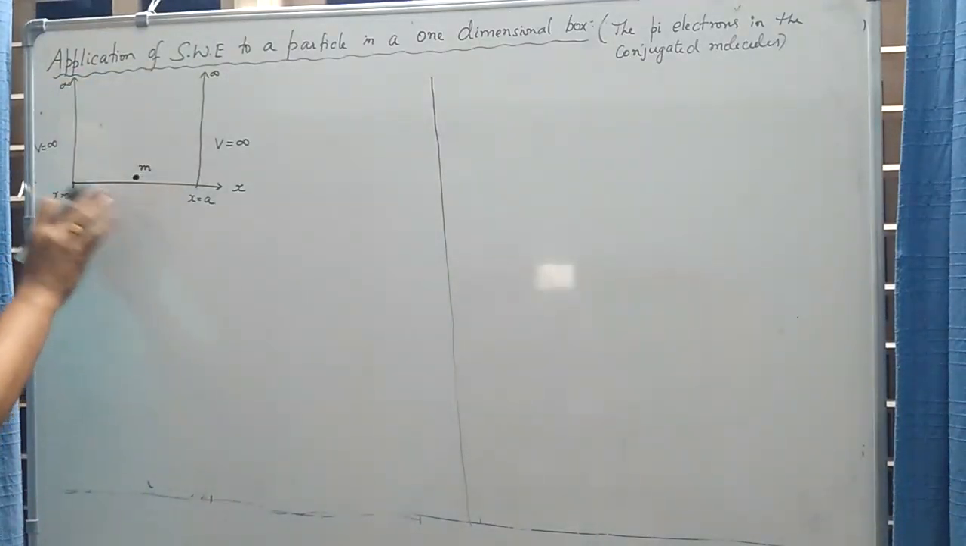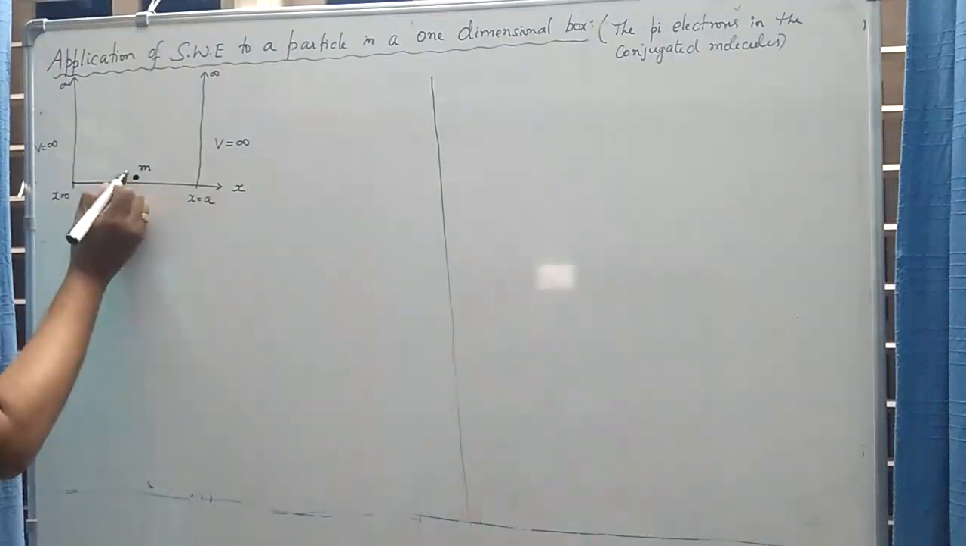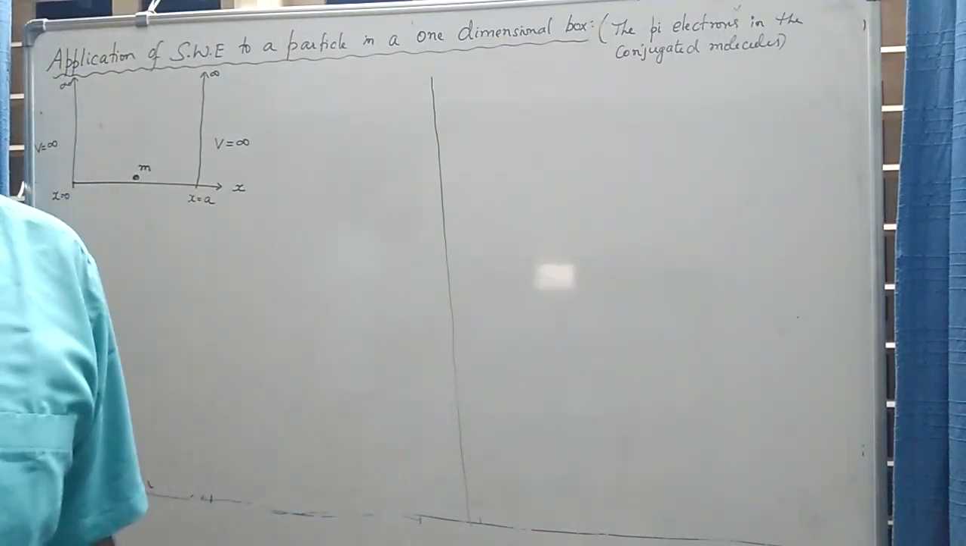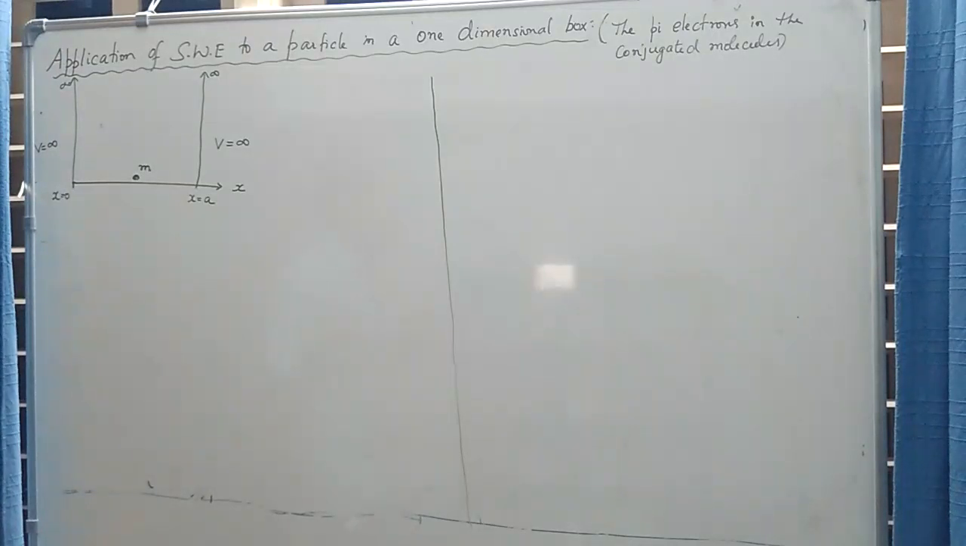So that is why this system is called a particle trapped in a one-dimensional box. And this particle is a free particle. What do you mean by a free particle? It means that the particle is experiencing no force. There is no force acting on the particle.